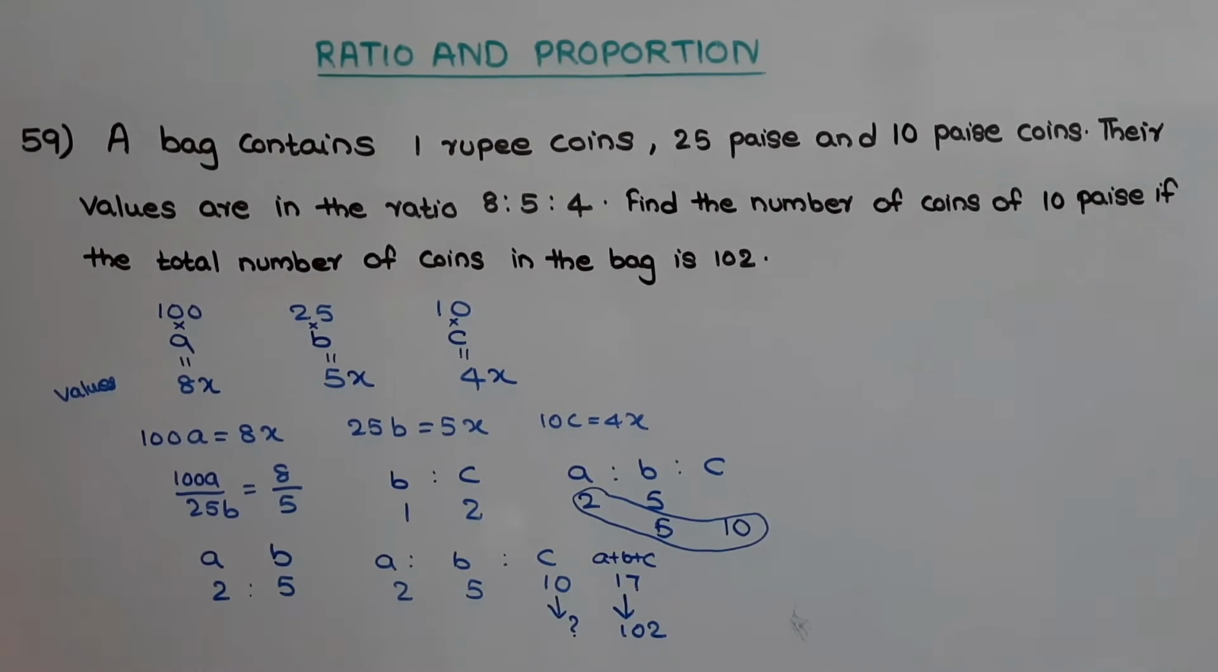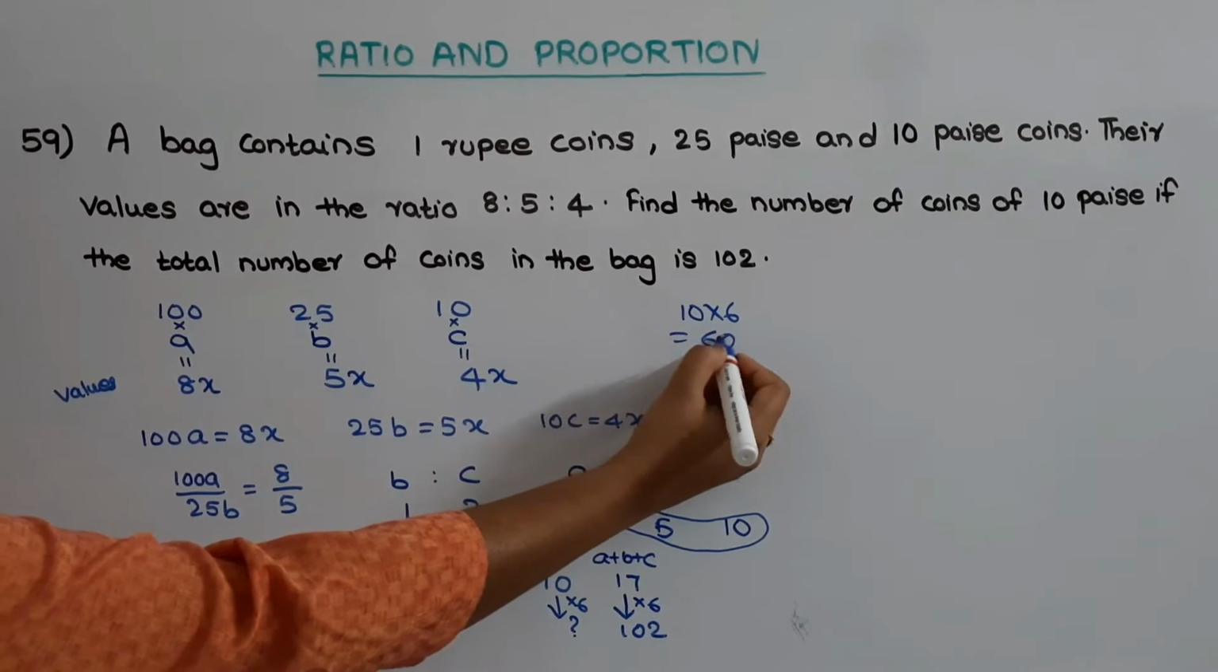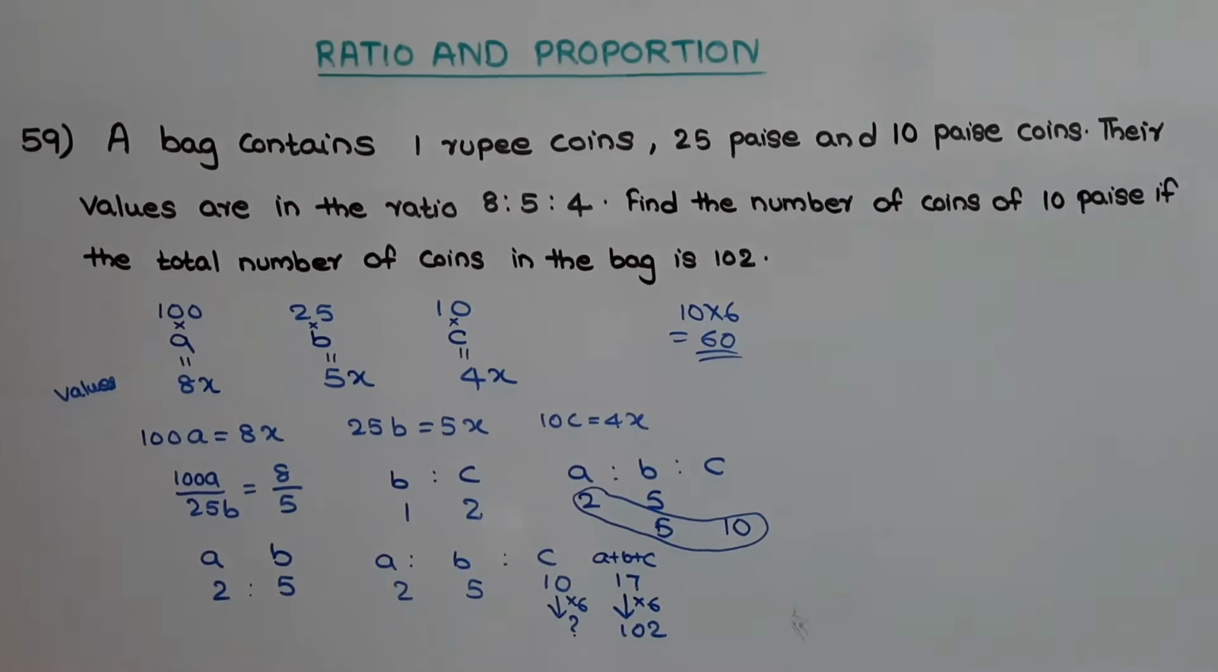We can find this by cross multiplying, or noting that 17 into 6 is 102. So if you multiply this 10 by 6, you will get the value. So the number of 10 paise coins will be equal to 10 into 6, that is 60. So this is the answer.